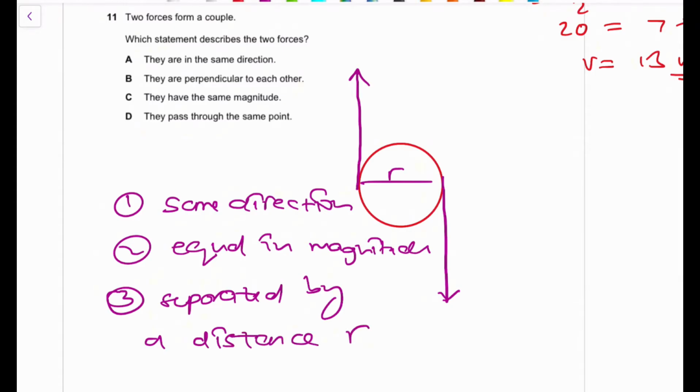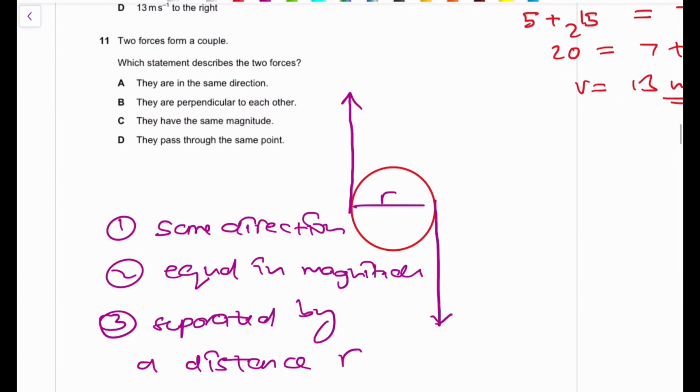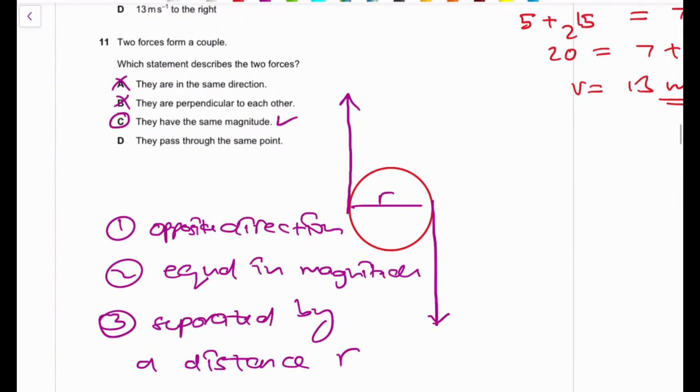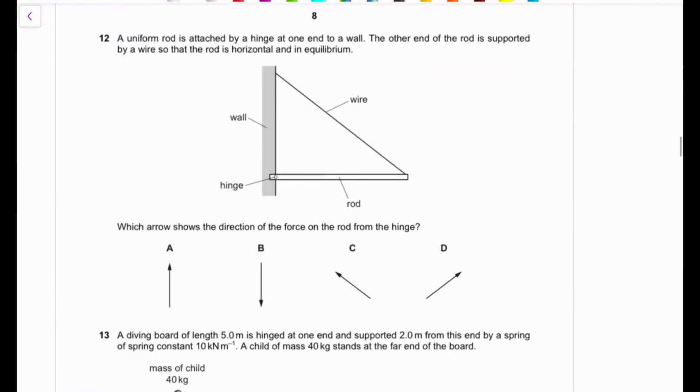So are they in the same direction? No, they're in opposite directions rather. Like here, opposite directions. So are they in the same direction? That's wrong. Perpendicular to each other? They're not perpendicular to each other. They're actually a bit parallel. Same magnitude, that's true. Pass through the same point? They do not pass through the same point. So the answer is C.